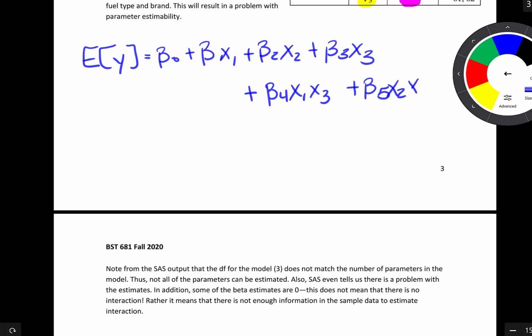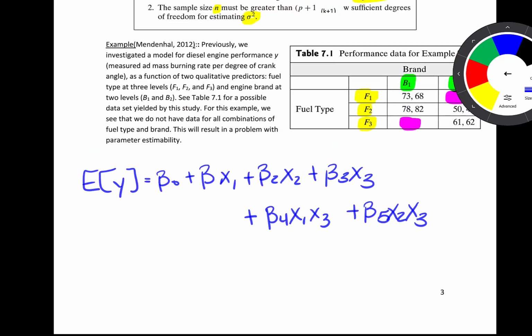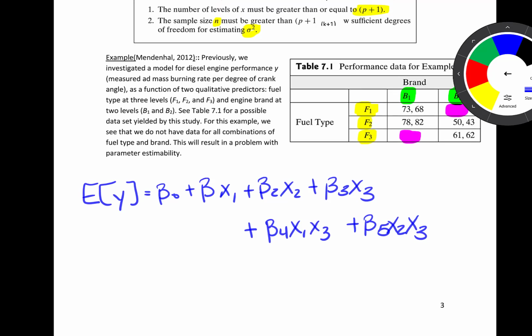And just as a reminder here, remember, since these were categorical, we did have to set up dummy variables for the fuel type and for the brand. So that's why we've got X1, X2, and X3 as main effects, even though we only have 2 different predictor variables. So I would take a moment, go and look at this example previously and how we set those up.